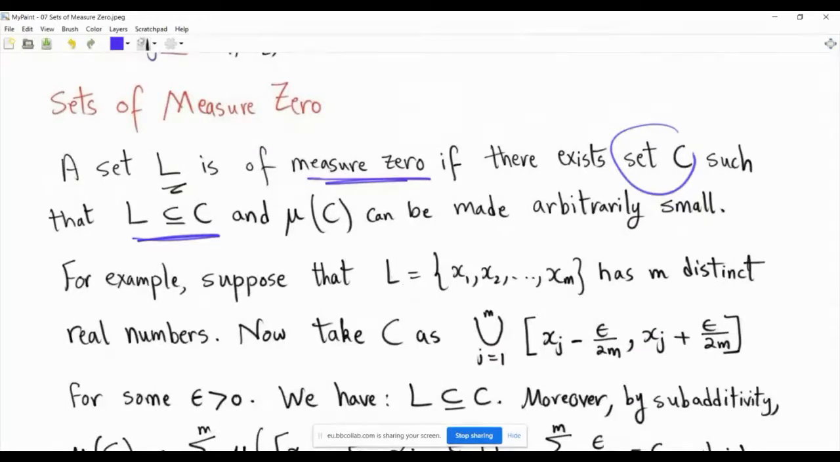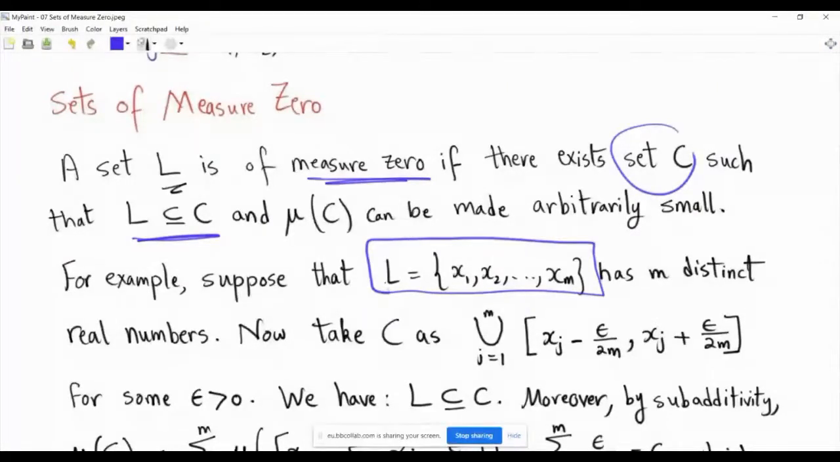So let's study our first example of a set of measure 0. Basically, it is a set that is composed of m different real numbers, x1, x2, up to xm. I claim that a set with a finite number of real numbers is an example of a set of measure 0. Why is this the case?